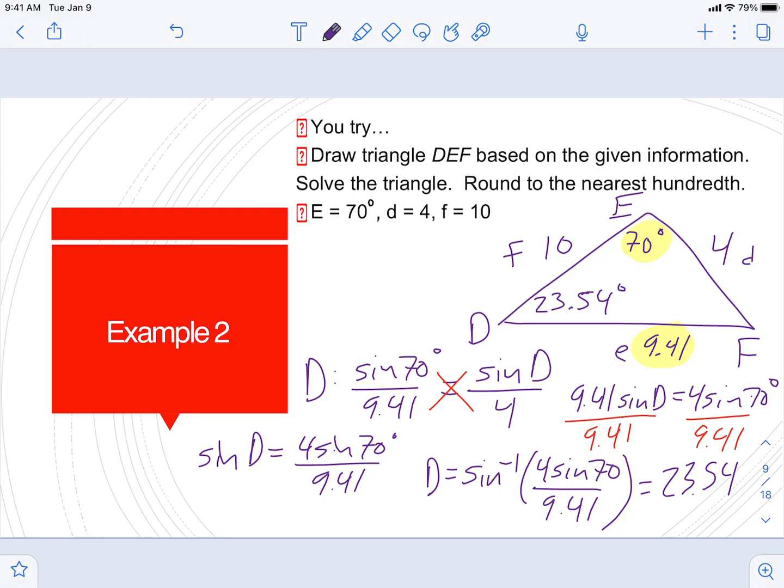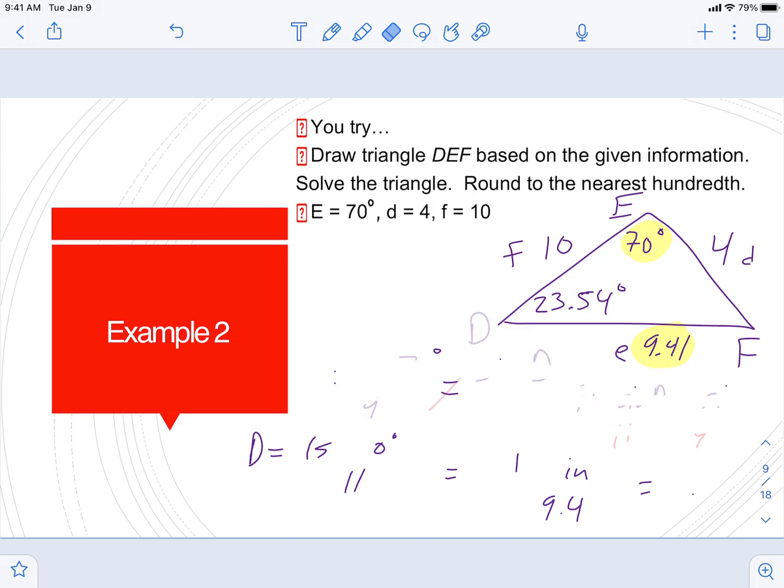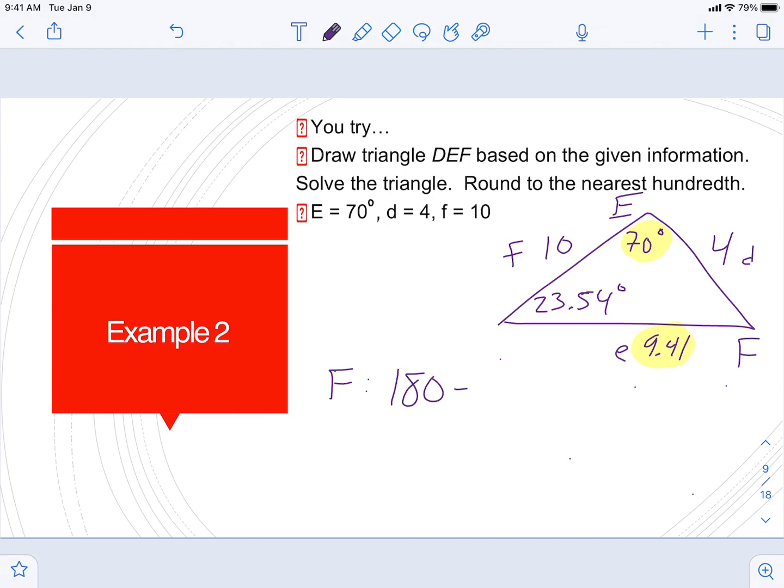23.54 degrees. All right, now that we've got that, we can just subtract from 180. So if we have two angles, for angle F, we'll do 180 minus 70 minus 23.54, and that gives us 86.46 degrees.